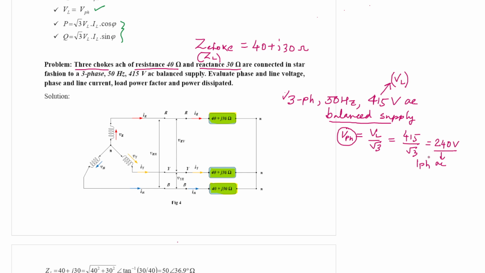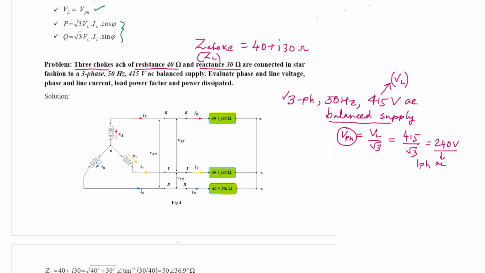So whatever we are getting at our household premises, we don't require three phase AC supply, we only require one phase AC supply to cater all our loads. So this is 240 volt which is phase voltage. So this 415 volt is the line voltage.